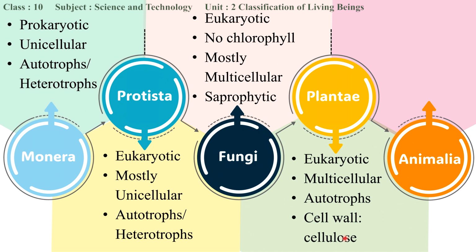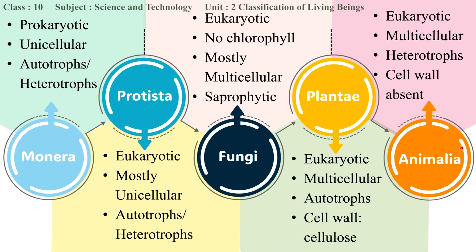Now there comes another kingdom, that is Animalia, to which we all belong. The basic characteristics of the organisms present in this kingdom are that they are eukaryotic, multicellular, heterotrophs, and their cell wall is absent. Now we already studied Monera, Protista and fungi in grade 9. So in grade 10 we will study the kingdom Plantae and kingdom Animalia in detail. Let us start by studying the plant kingdom.